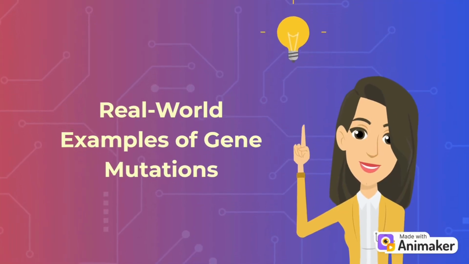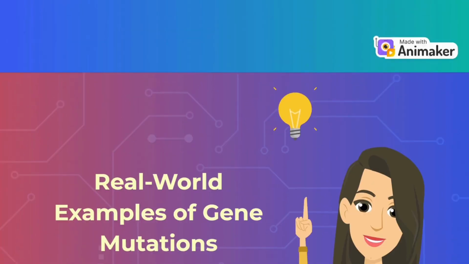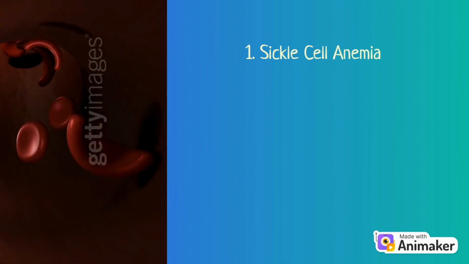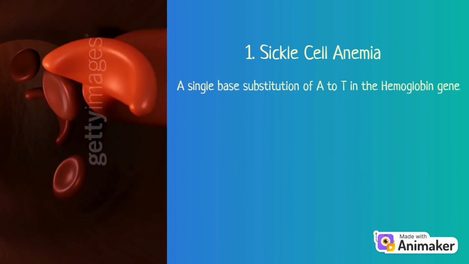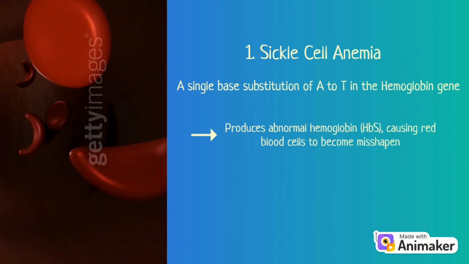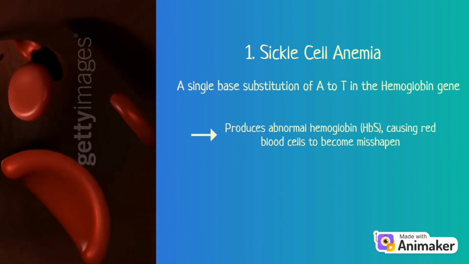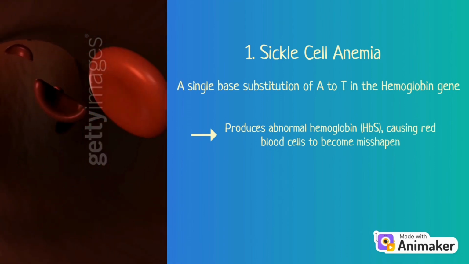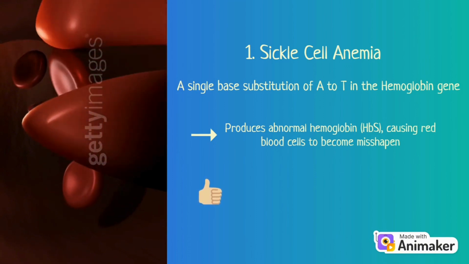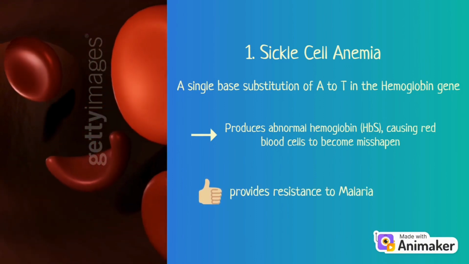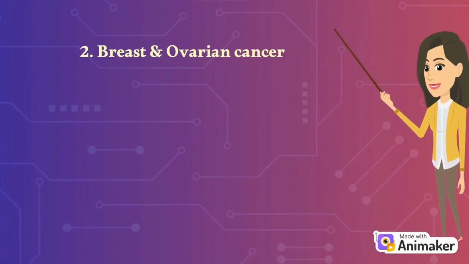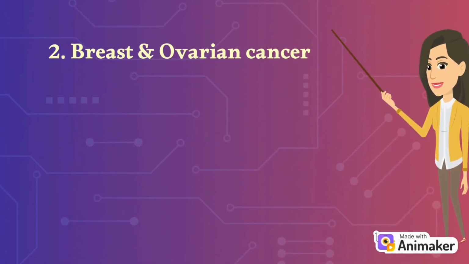Moreover, there are many real-world examples of gene mutation. The first example is sickle cell anemia, which is a harmful mutation. It is caused by a single base substitution of A to T in the hemoglobin gene. Then, it produces abnormal hemoglobin, HbS, which causes red blood cells to become misshapen. But there is an interesting fact here: it acts as a beneficial side effect in certain populations by providing resistance to malaria.